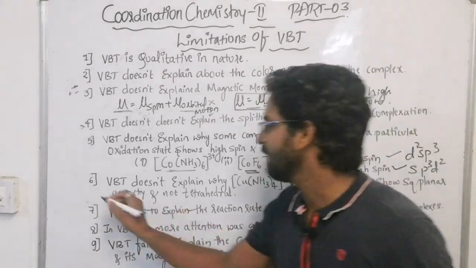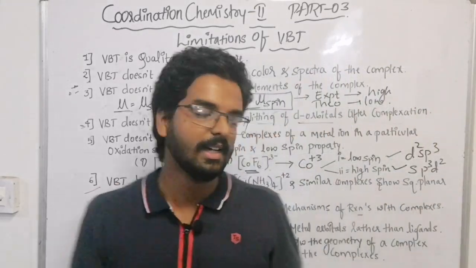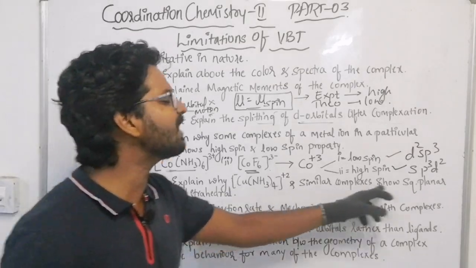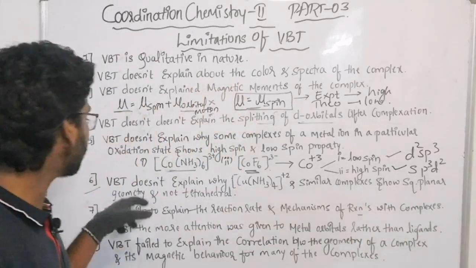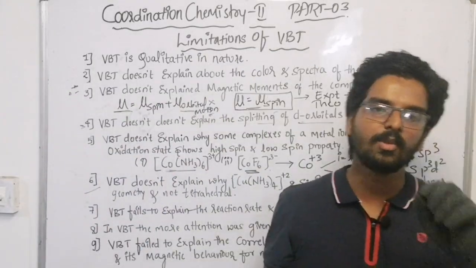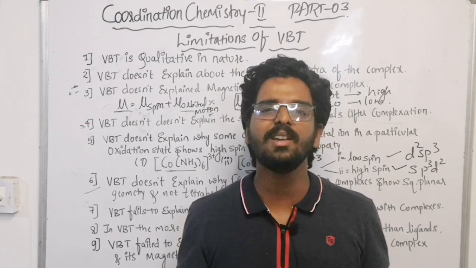And the sixth point here, VBT doesn't explain, this is a very important thing here, why [Cu(NH3)4]2+ and similar complexes show square planar geometry and not tetrahedral geometry. So this was a very, very important limitation of the VBT. Why? Again the same thing, confusion here.